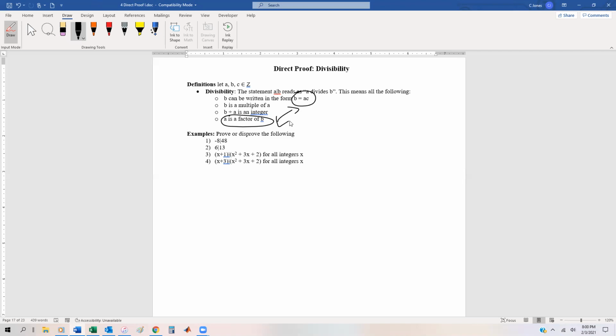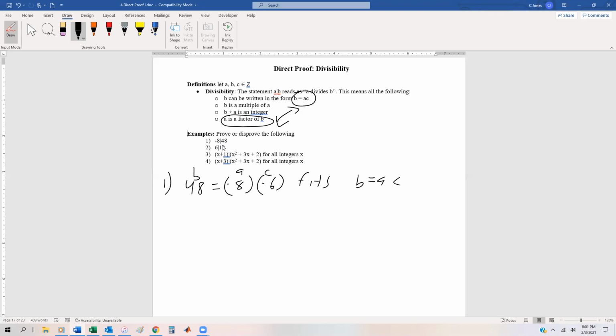Similar to integers and rationals, we're just going to start out by proving or disproving a few of these expressions. So for number one, negative 8 divides 48. Well, isn't it true that 48 is equal to negative 8 times negative 6? And hence, it fits the form of B equals AC, where 48 is B, and then negative 8 is A, and then negative 6 is C. So that's nice and easy to be able to verify.